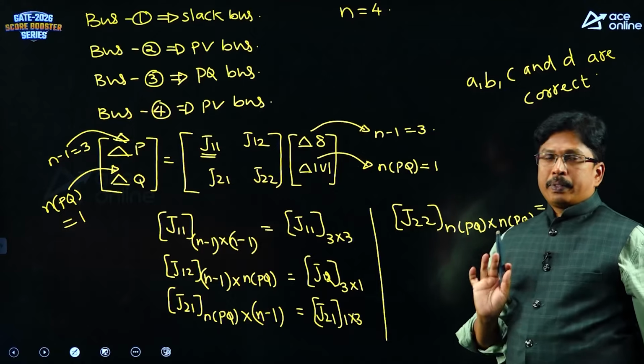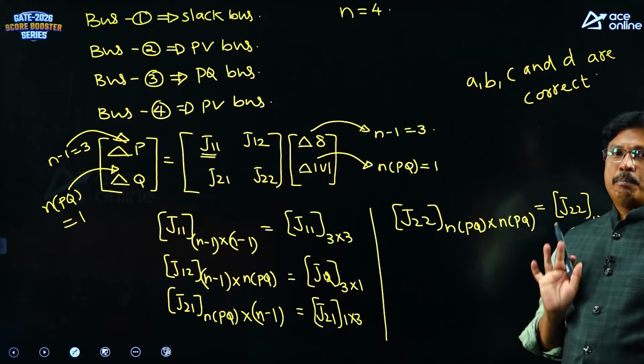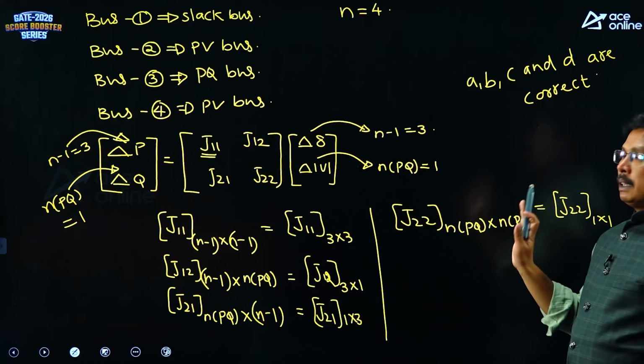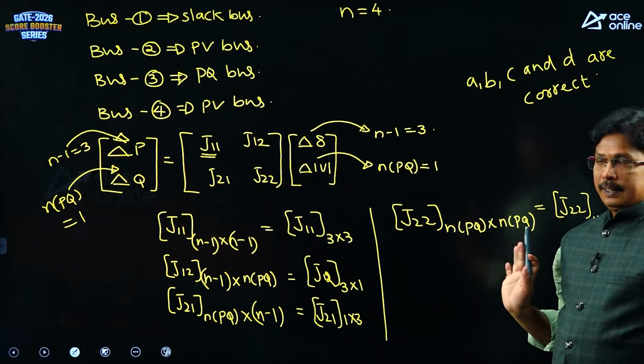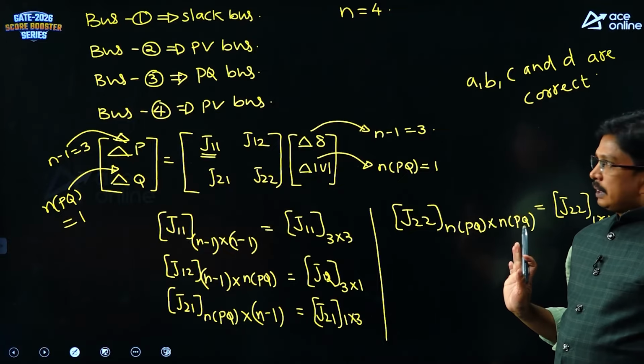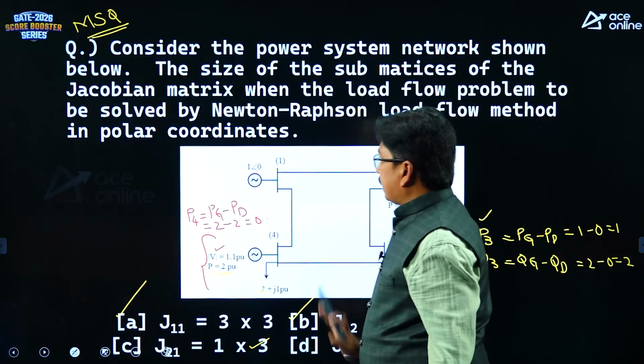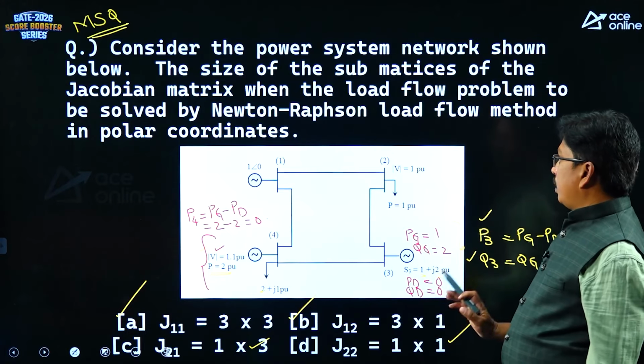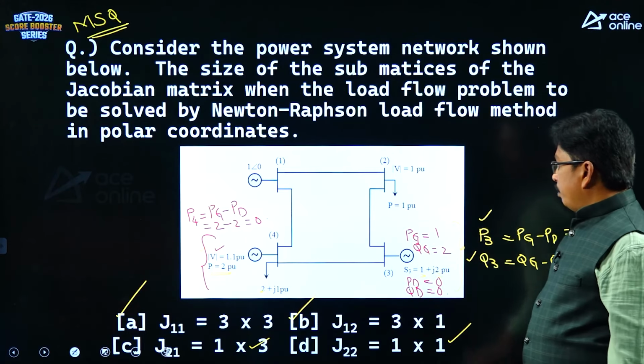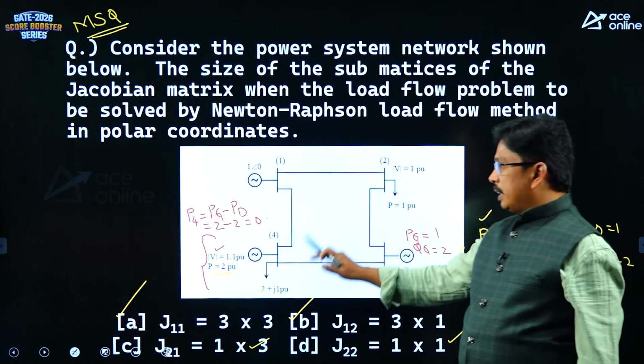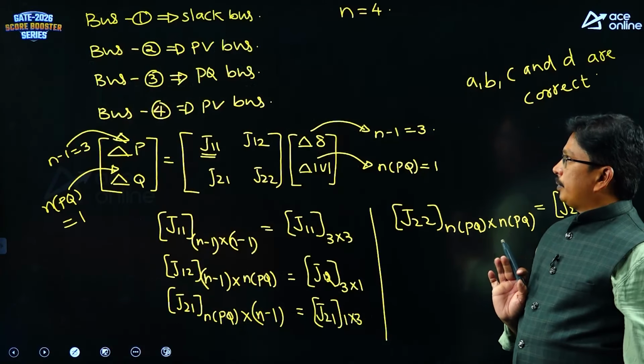So bus classification is very, very important, students. With this bus classification you can understand very easily. It is given clearly: bus 1 is a slack bus, V and delta are known. Bus 2 is a PV bus, bus 3 is a PQ bus, bus 4 is also a PV bus.